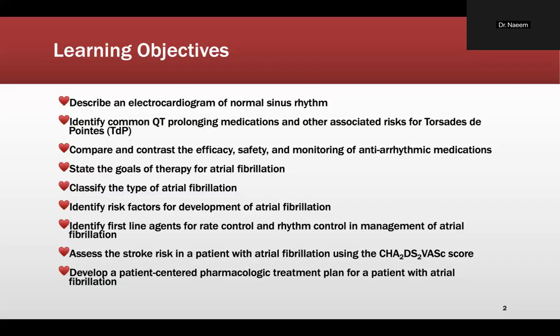We'll go through the goals of therapy for atrial fibrillation and classify the types of atrial fibrillation. There are different subsets. Then we'll go through the different risk factors for development of AFib. We'll go through the first line agents for rate control and rhythm control in the management of AFib, assess the stroke risk in a patient with AFib using the CHA2DS2-VASc score, and then develop a patient-centered pharmacologic treatment plan for a patient with AFib.